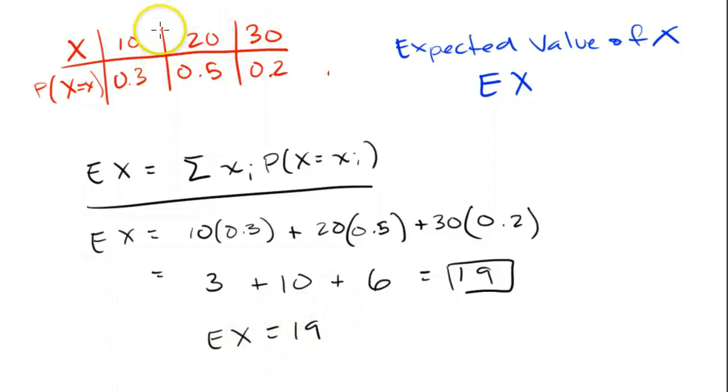So if I were to take, again, millions of people and have them randomly choose a number based on these probabilities and then divide by those millions of people, on average, the value of x would be about 19.